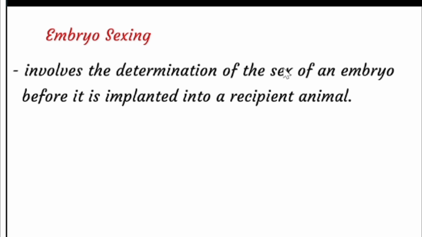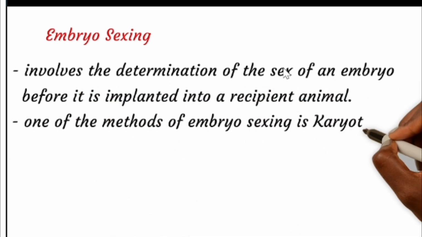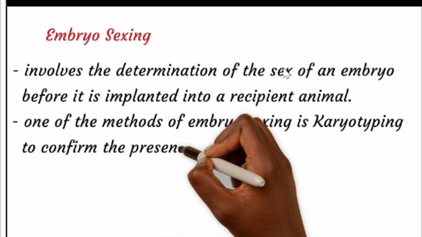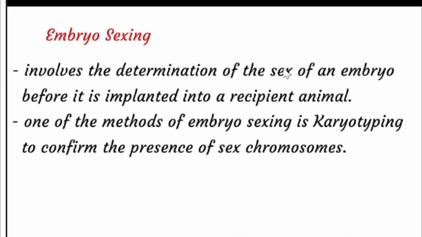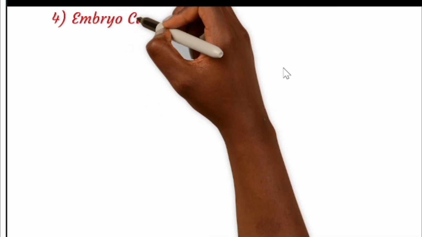So how is it done? How can we do that? We can do that using a process we call karyotyping, which is geared towards confirming the presence of the sex chromosome, that is X or Y chromosome.